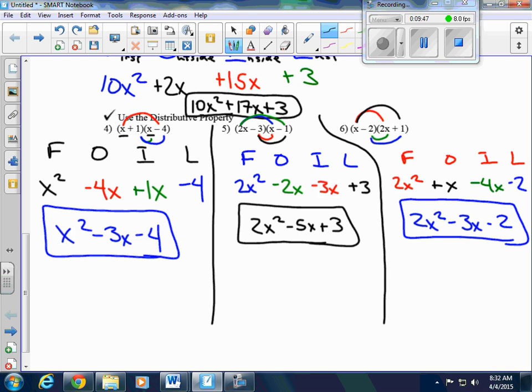You'll use it a lot. If you don't think you'll remember it, write FOIL right on your note card. So go ahead and write that on your note card. And that's where we're going to stop today.